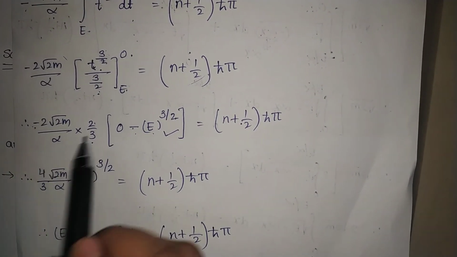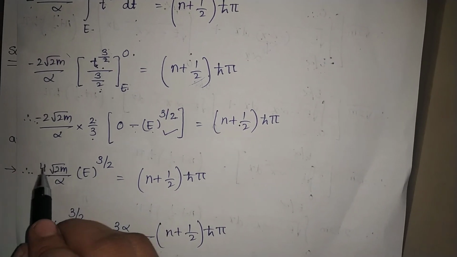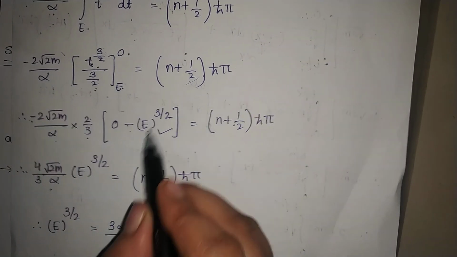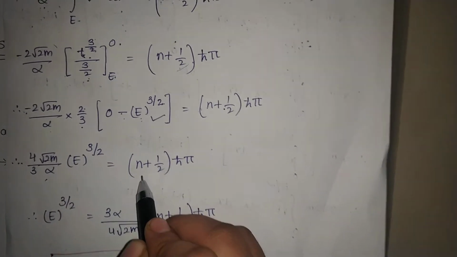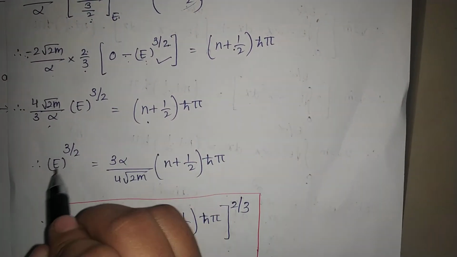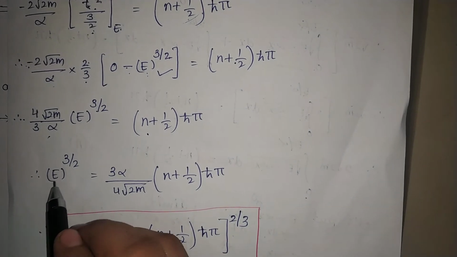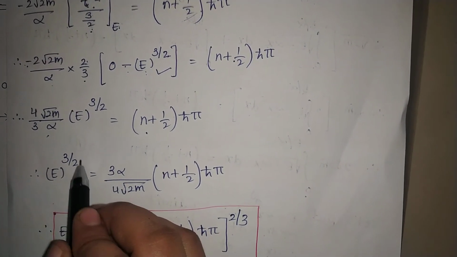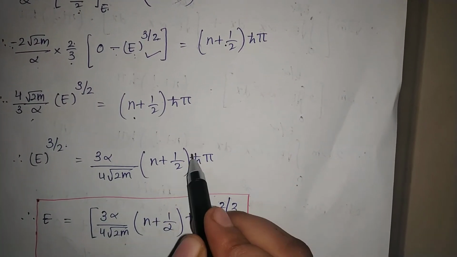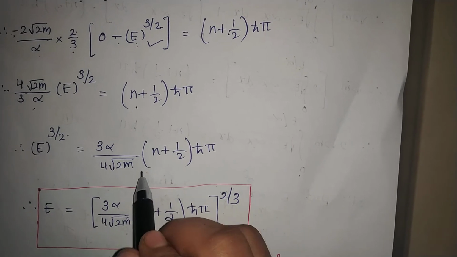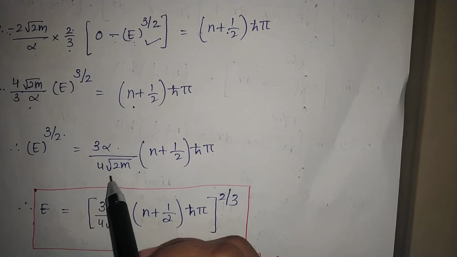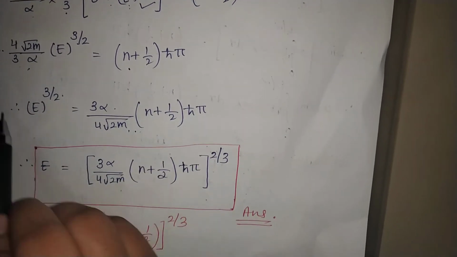Okay. And here 2 into 2 gives us 4 root 2m as it is. Here we will get 3 alpha. Clear? And here E raised to 3 by 2, and the right hand side we will write as it is. Clear? So our aim was to determine the energy of the particle. So here E raised to 3 by 2 we will take on the left hand side and the whole term we will write on the right hand side. This term as it is, and the other term, when we take it on the right hand side, becomes 3 alpha upon 4 into root 2m, that is this we will get.